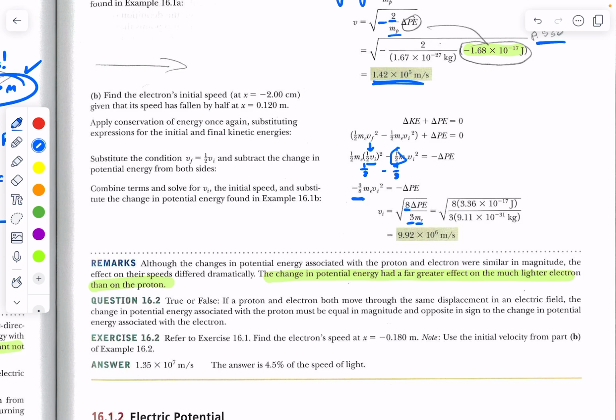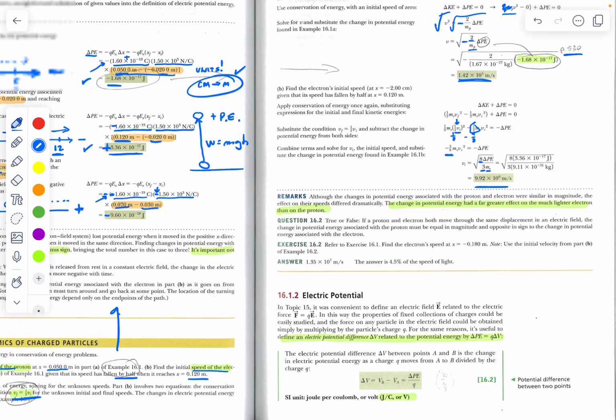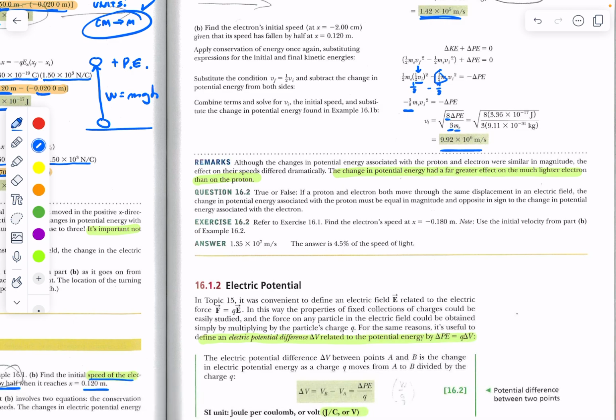And now you notice my speed is much greater. In fact, we're closing in on 10 to the 7th meters per second. And of course, 3 times 10 to the 8th meters per second is the speed of light. So we would almost get in the vicinity of having to worry about some relativistic changes. And notice the electron goes a whole lot faster than the proton because the electron is much, much lighter.